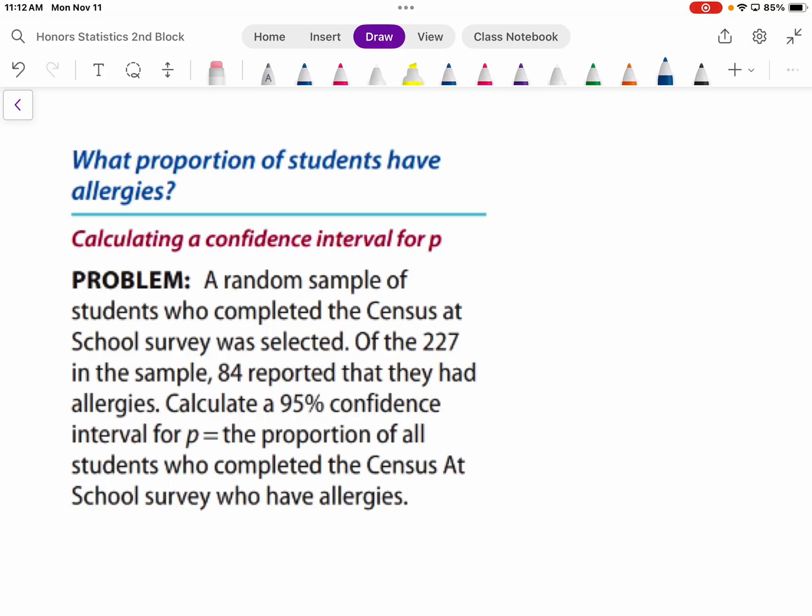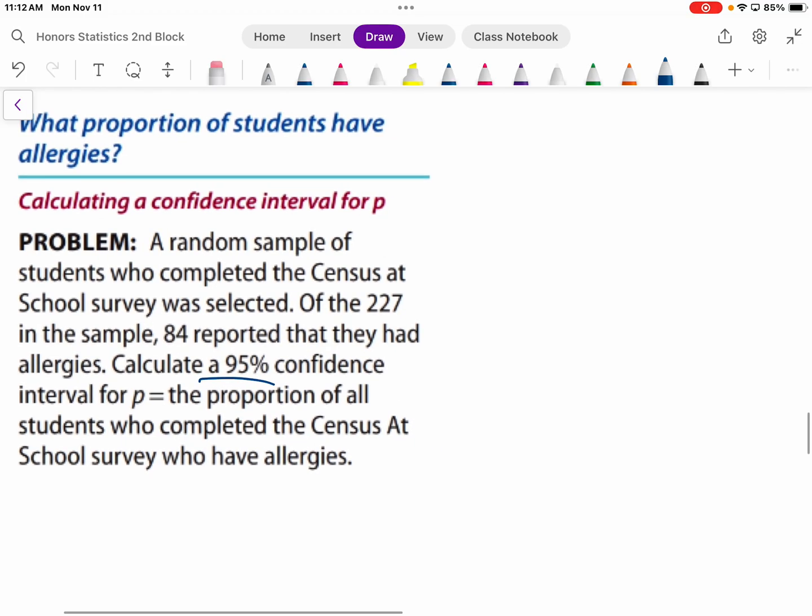So going back to the allergies, they want us to calculate a 95% confidence interval for p. We're assuming all the conditions are met, so we can go straight into the formula, which is what they want us to do on these first couple. With that in mind, my p hat is 84 out of 227. I have my C level at 95%, so I need to figure out what my z star is.